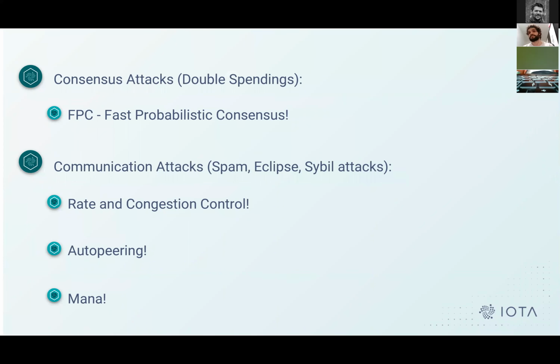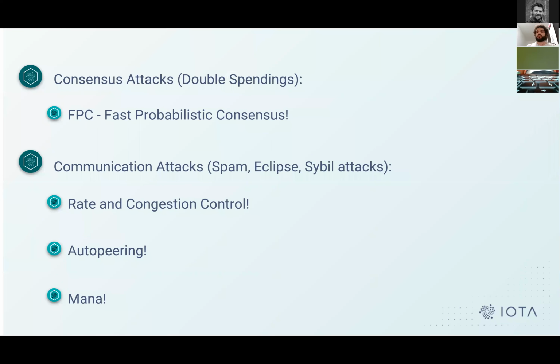Communication attacks have many different kinds. We have spam attacks, to break communication by sending more than what nodes can process. Eclipse attacks, to take over all your communication channels so they can create fake visions of the tangle. Sybil attacks, to create many identities that are actually the same person, so they get more by having more.